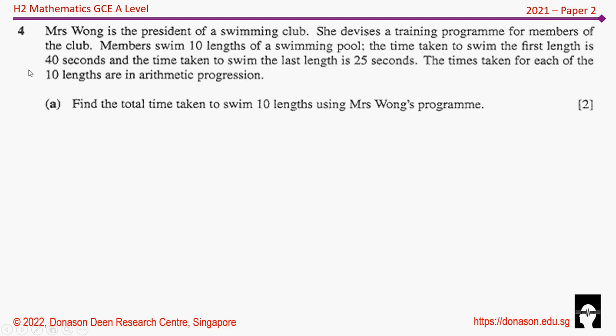So the time taken for each of the 10 lengths are in arithmetic progression. Okay, so from 40 seconds it is going to drop all the way to 25 seconds. Find the total time taken to swim the 10 lengths using Mrs. Wong's program. So let's look at how we can do that.